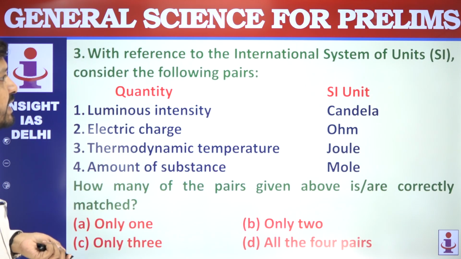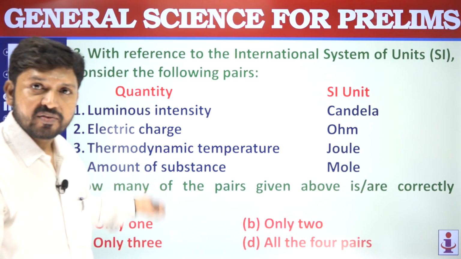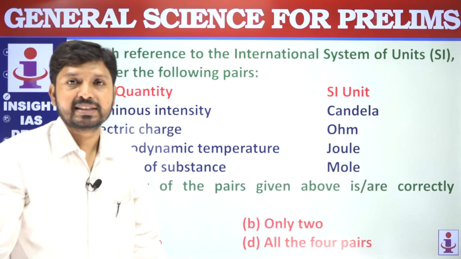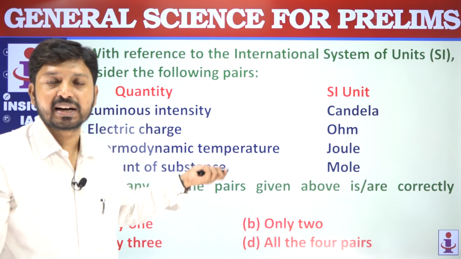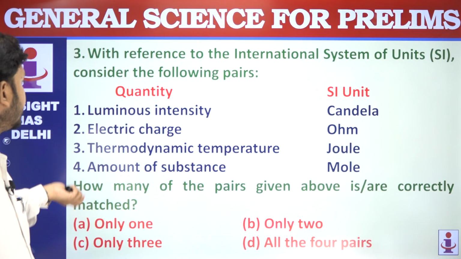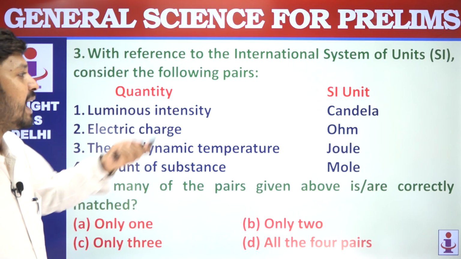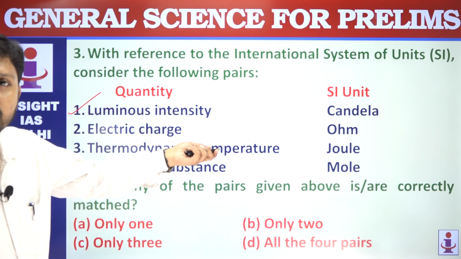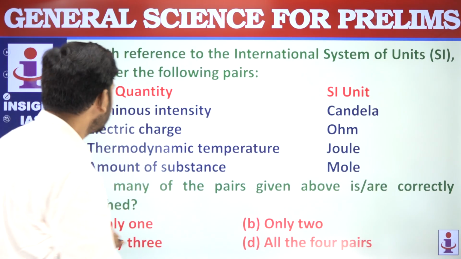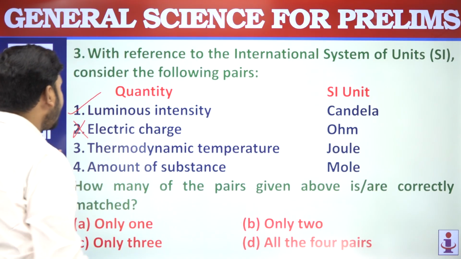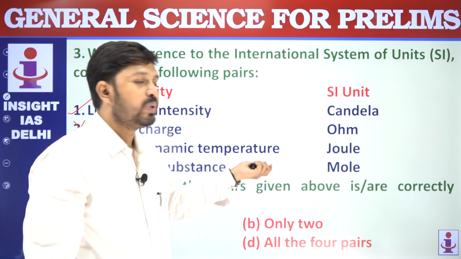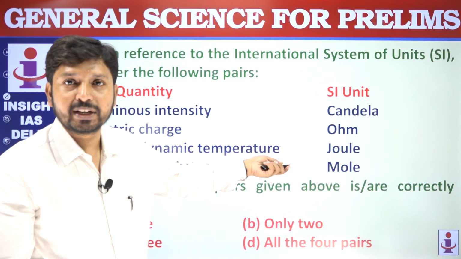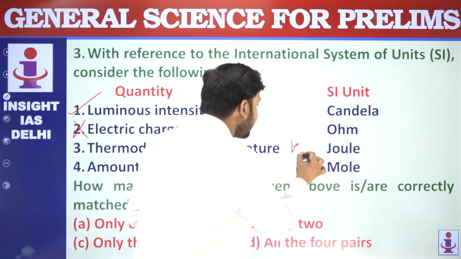With reference to the International System of Units, that is SI units, consider the following pairs. They have given some quantities and their SI units and are asking whether they are correctly given or not. Luminous intensity, candela: yes, this is right. Electric charge, ohm: no, it is not ohm, it is coulomb. So this one is wrong. And the third one, thermodynamic temperature: they have given joule, it is not joule, it is Kelvin.